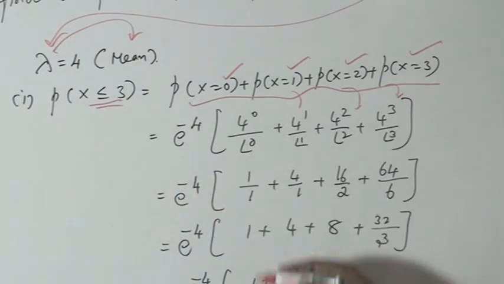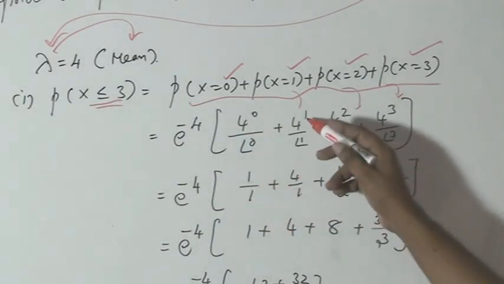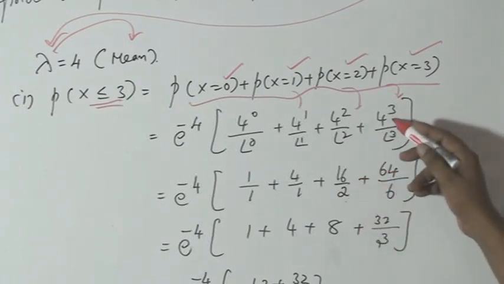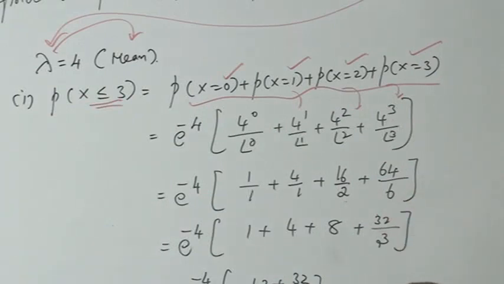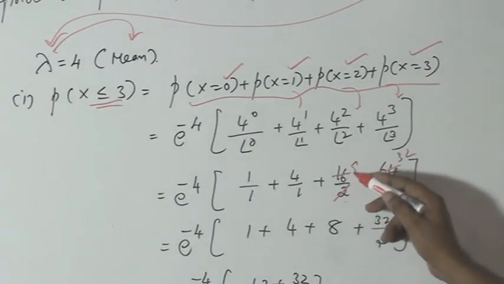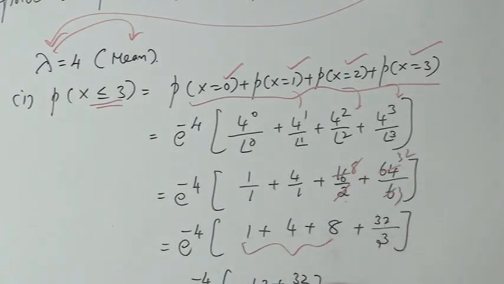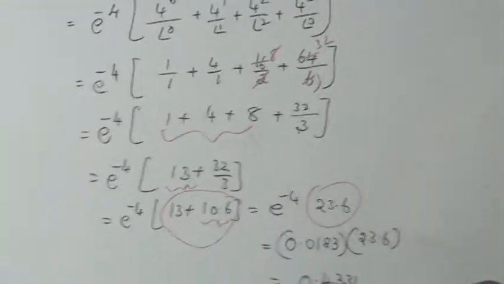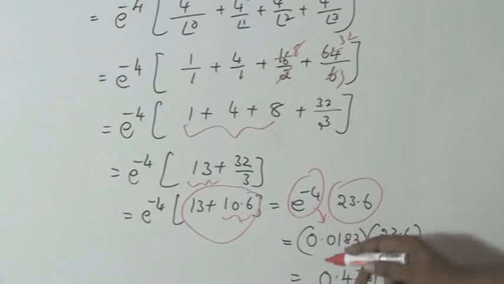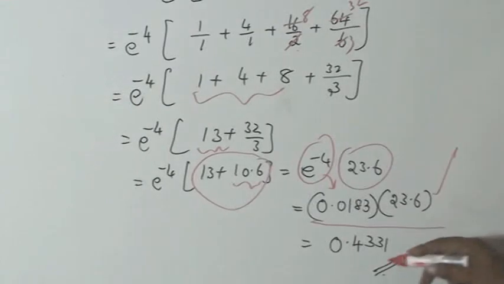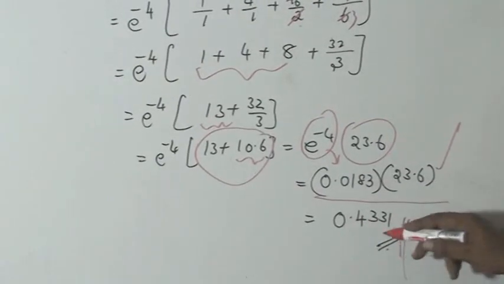So e power minus 4. 4 power 0 is 1, 1 by 1. 4 power 1 is 4, factorial 1 is 1. 4 square is 16, factorial 2 is 2, 4 cube is 64, factorial 3 is 6. So you can simplify this 32 by 3. So you can cancel here 8 times. So the total value becomes 13. 32 by 3 gives you what? 10.6. So what is the total value? 23.6 into e power minus 4. So it is given that e power minus 4 value is 0.0183 into 23.6. When you multiply these two values, we will get 0.4331. So this is the required probability.